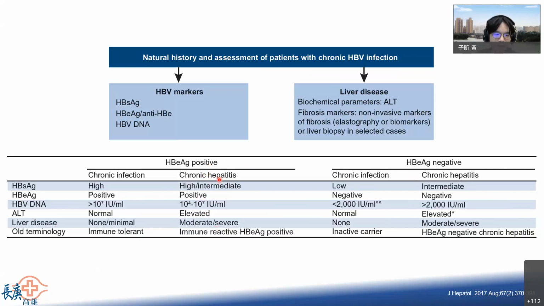So HBe antigen positive patients can have chronic infection with normal ALT or chronic hepatitis with elevated ALT. And DNA levels will be reflected as well. HBe antigen negative patients will have chronic infection with normal ALT as well, but sometimes HBe antigen negative patients will have hepatitis as well. And at these times, HBV DNA is also elevated. And this might be related to whether the HBV needs treatment.